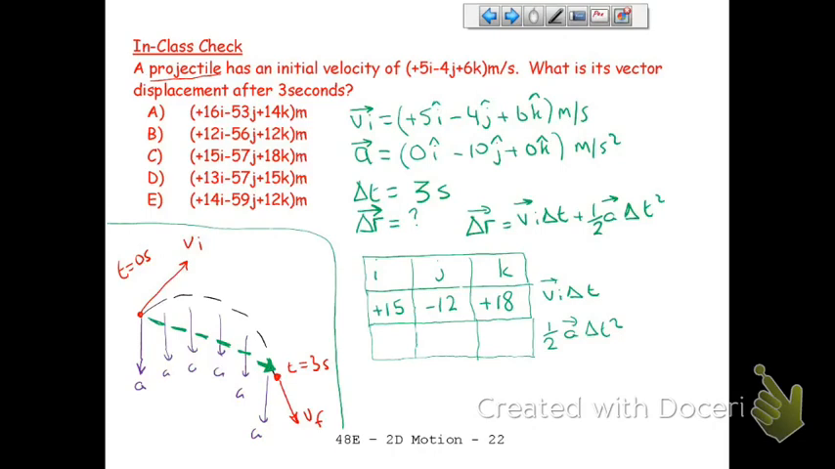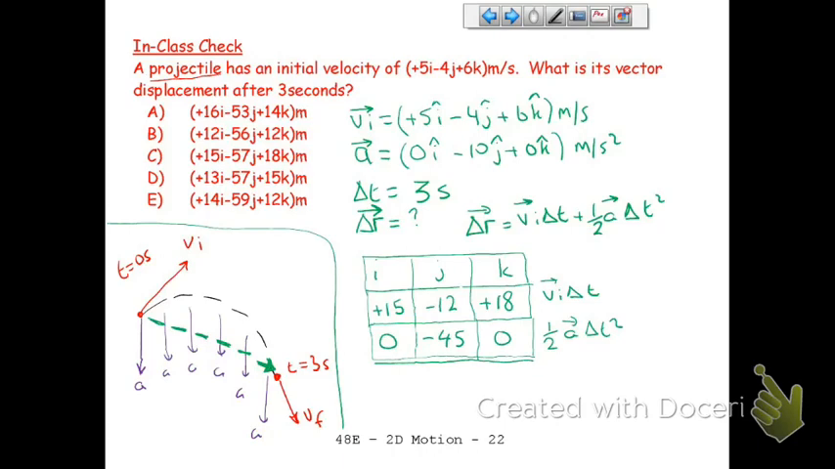Well, let's have a look. Delta t is 3, so 3 3s are 9, and 1/2 of 9 is 4.5. So I've got to multiply a by 4.5, but a is very simple. So that's going to be 0, because 4.5 times 0 is 0, and 4.5 times minus 10 is minus 45, and 4.5 times 0 is 0. So it's not as bad as you might have thought it would be.